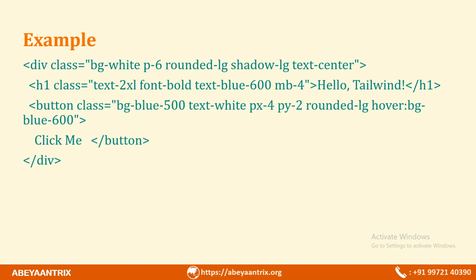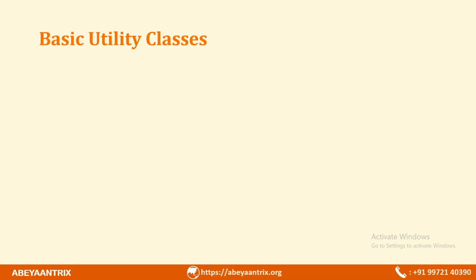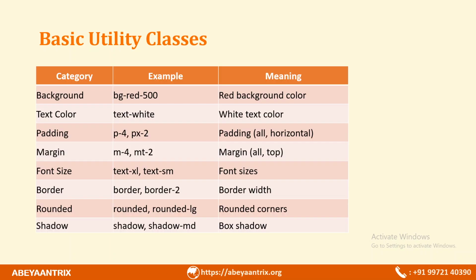So, understanding these utility classes: okay, let's break down some common utility classes you will use every day. I will explain them one by one, and later on I will show you a practical example. Okay, so the basic utility classes are here. You can see the categories: background, text color, padding, margin, font size, border, rounded, shadow, everything. And you can see the examples we write here.